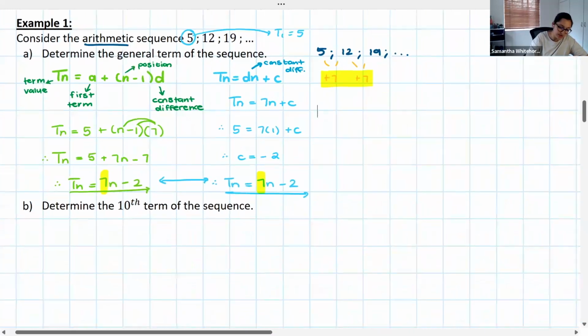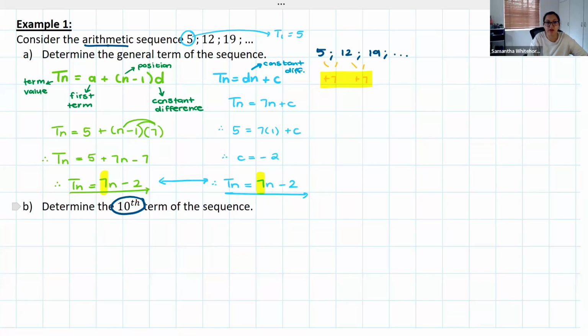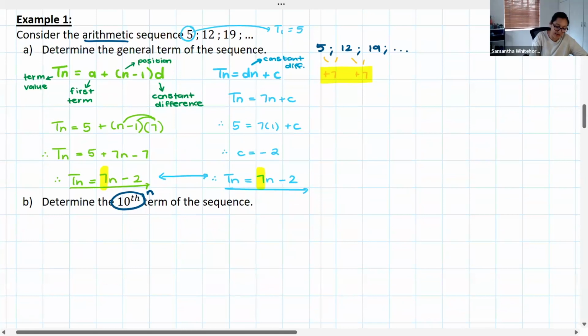So the second question is asking us to determine the 10th term of the sequence. Now remember, that is a position. So which variable am I being given there? Have I been given Tn or have I been given n? Nice idea. Right, guys, this is n. It is the position. Remember, position, as we wrote here in the green, represented by n.